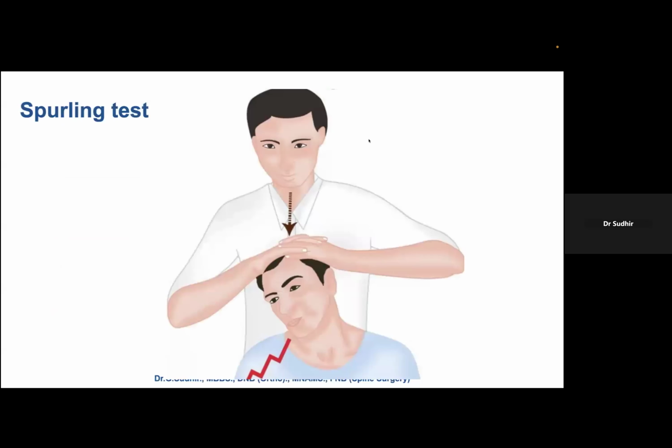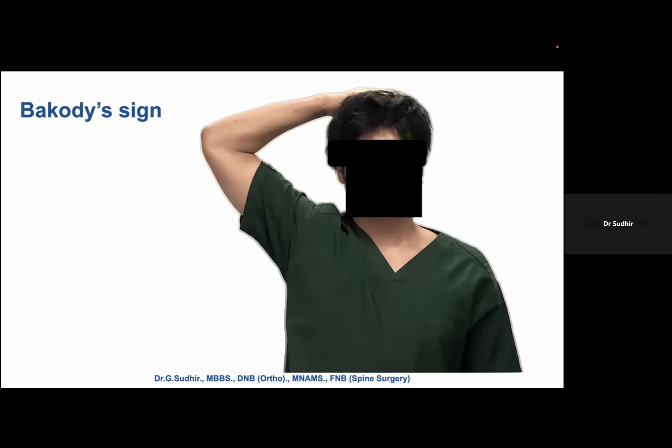The next common test which we routinely do is the Spurling's test, wherein you stand behind the patient and give axial pressure when you ask the patient to extend and rotate the neck towards the side of the pathology or the pain. Because of the compression of the foramen, the patient will have the same pain which he or she was experiencing before.